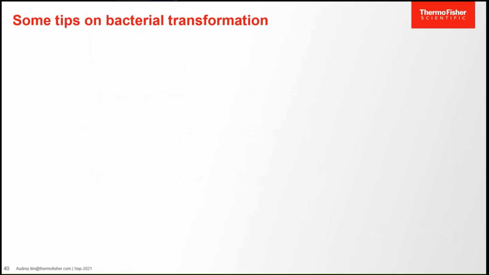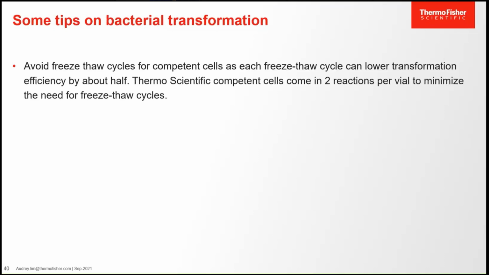Okay, and finally here, let me share some tips on transformation with you. First, do remember it is important to avoid freeze-thaw cycles for competent cells, as each freeze-thaw cycle can lower transformation efficiency by half. This is why Thermo Scientific competent cells come in 2 reactions per vial to minimize the need for freeze-thaw cycles.